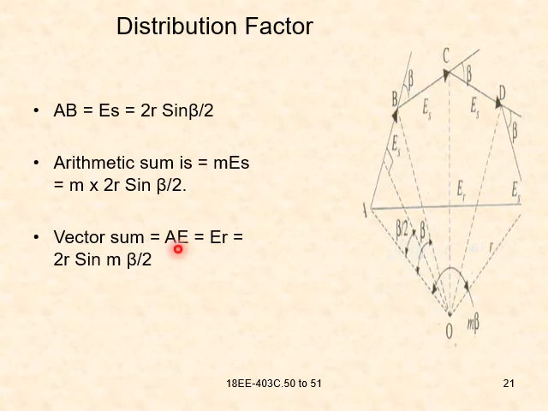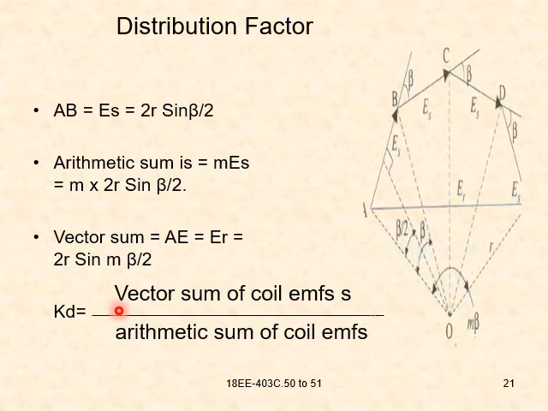Therefore the vector sum A to E, that is equal to ER, is equal to 2R sine m beta by 2. So this will be the arithmetic sum, and this will be the vector sum. Now the distribution factor is given by the vector sum of coil EMFs and the arithmetic sum of coil EMFs. We will just divide both these things.